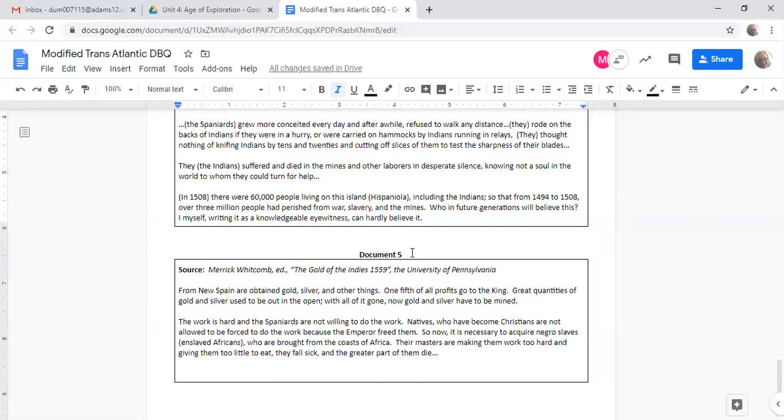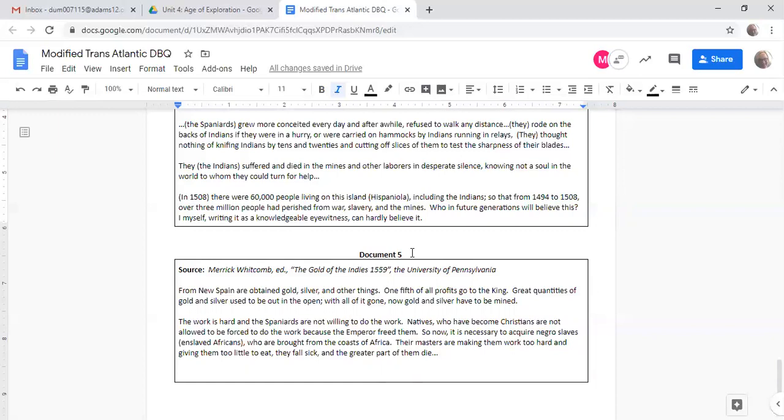So now it is necessary to acquire Negro slaves, enslaved Africans, who are brought from the coasts of Africa. Their masters are making them work too hard and giving them too little to eat. They fall sick and the greater part of them die. Oh, this is a cool document because we can use it in two different ways.